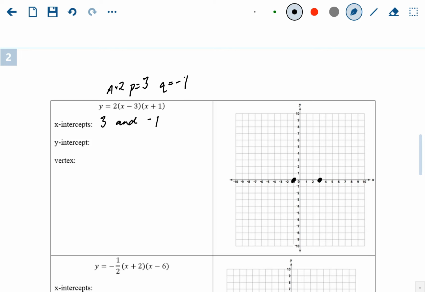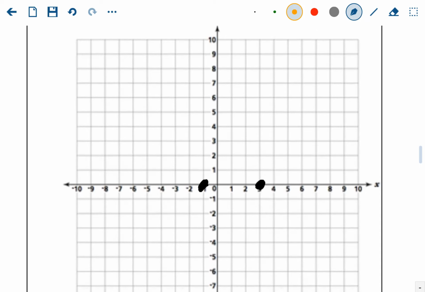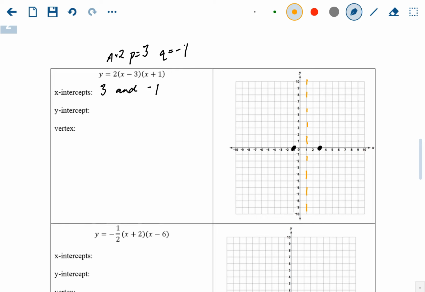Now your axis of symmetry, you can find the axis of symmetry algebraically. You add those two together, divide by 2. You can also just visually see on this graph, like we know it's going to be halfway between these two dots. So it has to be at x equals 1. Again, it doesn't ask for the axis of symmetry, but that's it, x equals 1. I'll write it down.